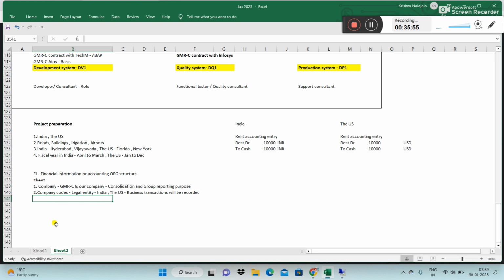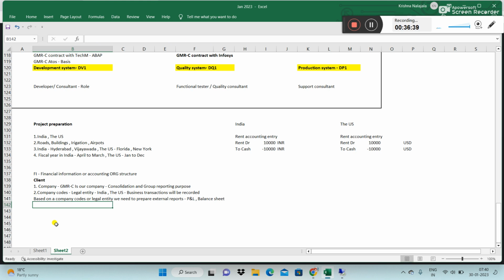Company codes. What about you, Uma Devi? Company, sir. Company. Okay. Based on company codes or legal entity, we need to prepare external reports, which are the external P&L and balance sheet. Got it? Yes, sir.